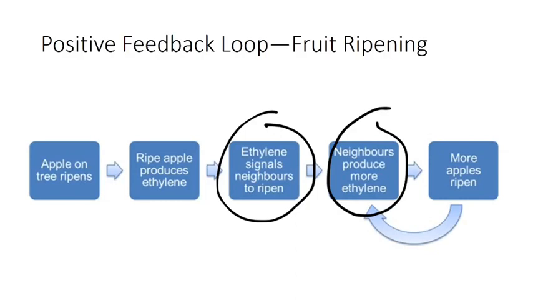We talked about 3 examples: the process of making and releasing breast milk, the process of childbirth, and the process of fruits ripening like on an apple tree.